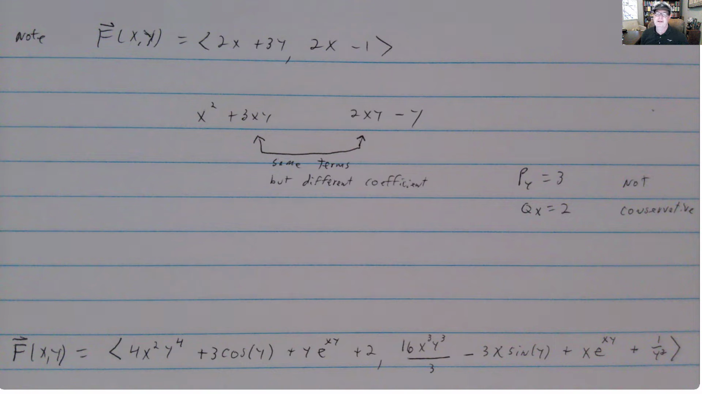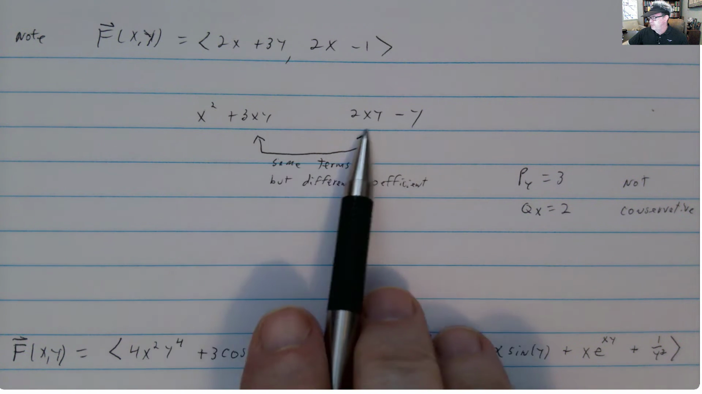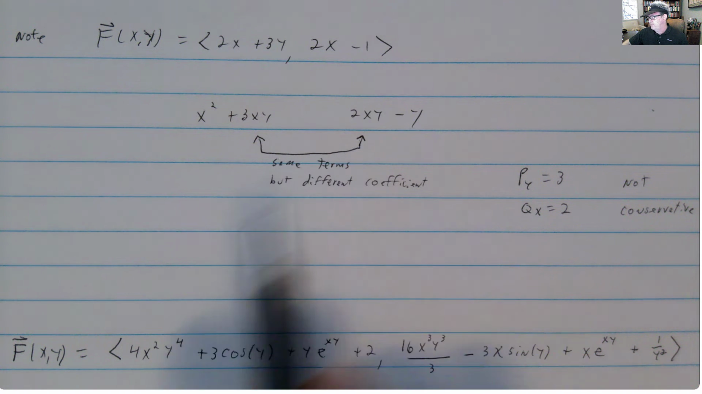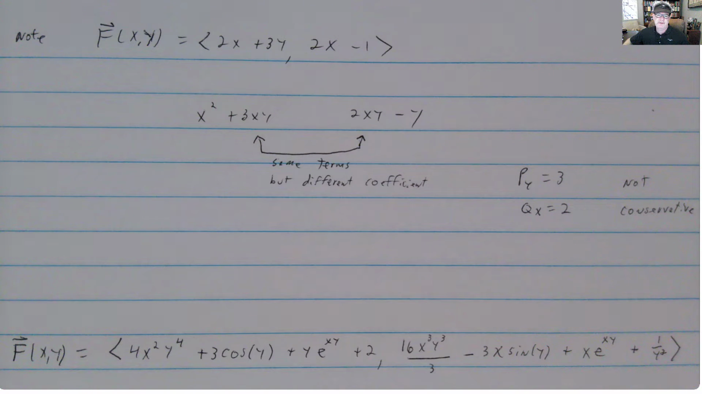And it's always recommended you check that it's conservative first, and usually it's required. But you can't have similar terms but with different coefficients if the vector field is conservative. So if you check that, it won't happen. That you'll get near misses, so to speak.